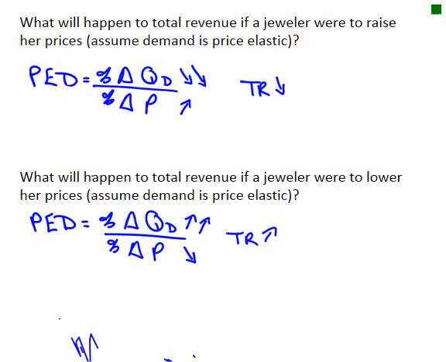What will happen to total revenue if a jeweler were to lower her prices? Again, assuming demand is price elastic. Okay, so we're going to have her lower her price. We know she's going to pick up customers because of the law of demand. And demand again is price elastic, so we're going to have quite a change in quantity demanded. So here we have someone who lowered her price by a bit, but she picked up quite a few more customers and sales. So total revenue in this case went up.